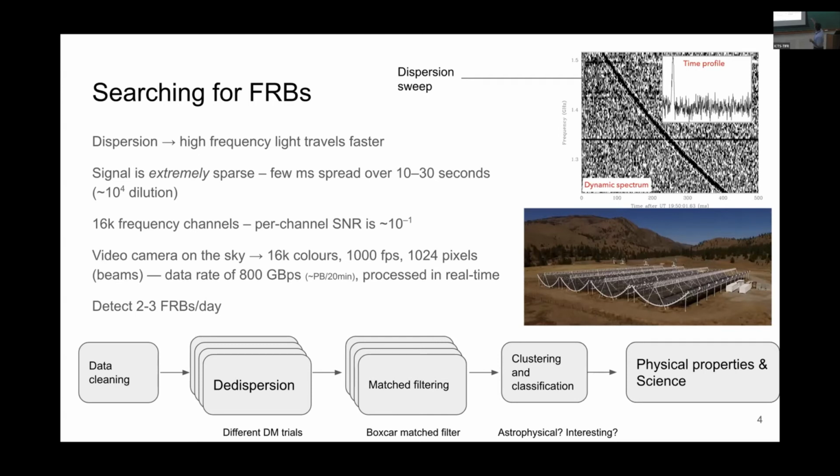Now the shape of this curve is very well understood from physics. It is frequency to the -2. But the magnitude of the shift depends on the number of electrons that the wave interacts with from the source to the observer. So it's just integrating the number of electrons. If you know the dispersion measure, you can integrate this intensity across frequency, and you can come up with something called the time profile. But if you don't know the dispersion a priori, you have to search for it, and you have to find exactly which dispersion measure you get the pulse at. And this signal is extremely sparse. The dispersion can be 20 to 30 seconds.